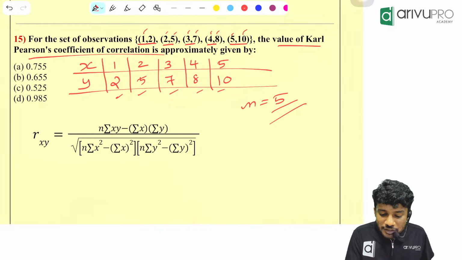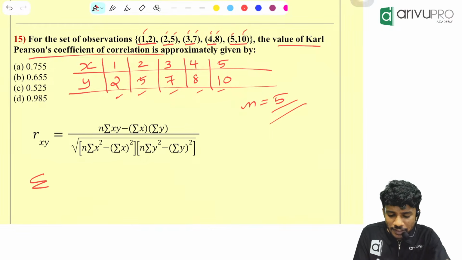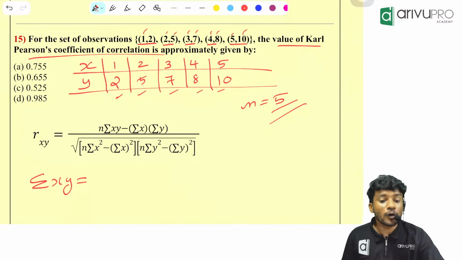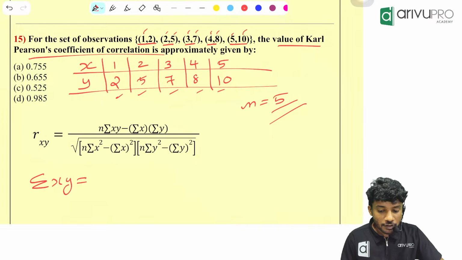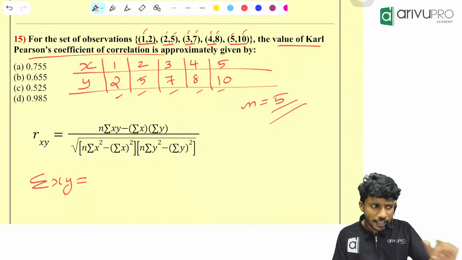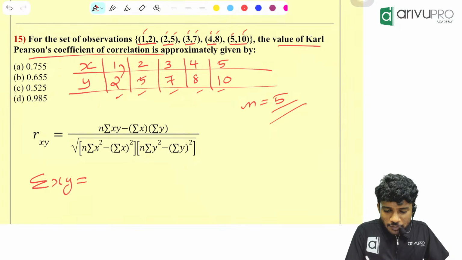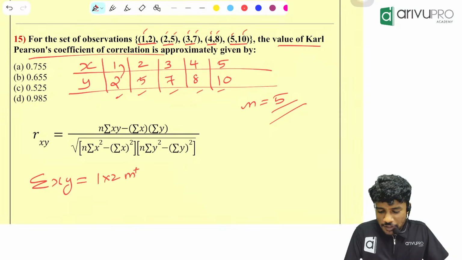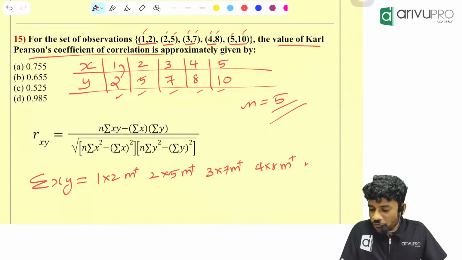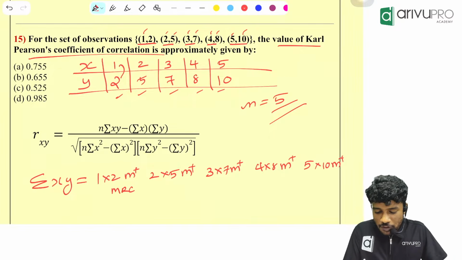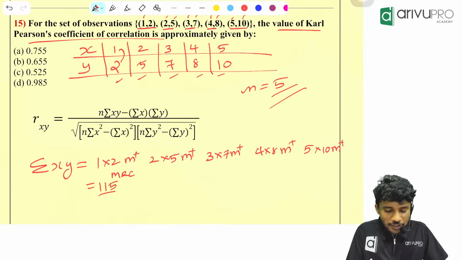Then we need to first find sigma xy. Everyone take your calculator, get me the value of sigma xy. How to find sigma xy? Correct. How much is it exactly? 480? Sigma xy, is it? 50? Check again, 1 second. Xy means 1 into 2, M plus, 2 into 5, M plus, 3 into 7, M plus, correct, 4 into 8, M plus, 5 into 10, M plus. Then what people, MRC, how much is the value? 115. Yeah, I think memory was there from the past.